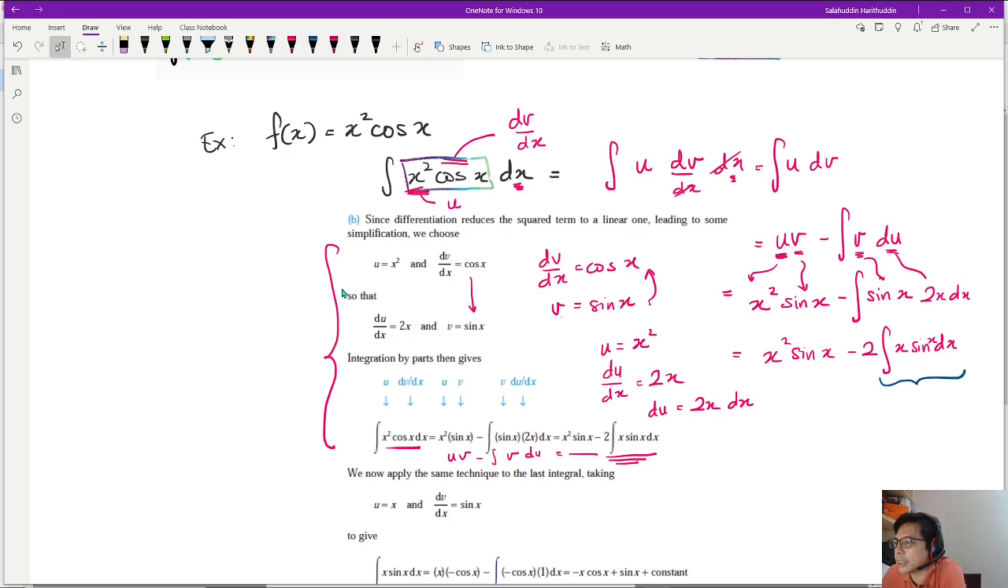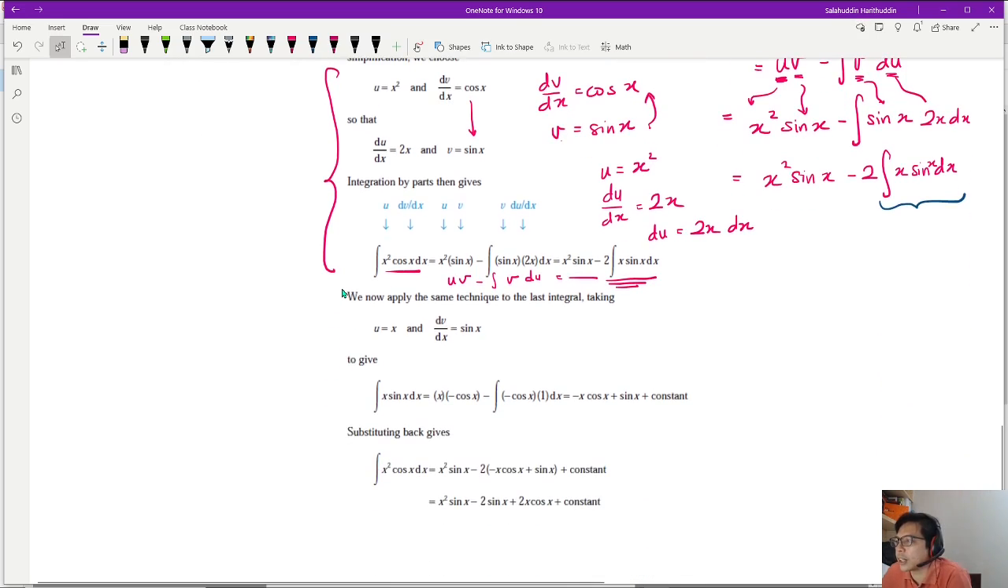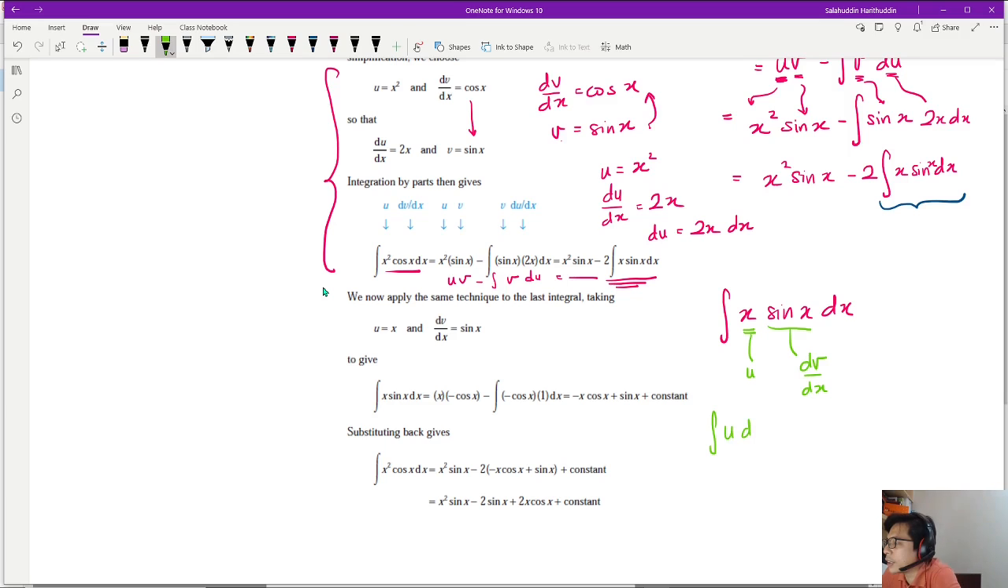So we now apply the same technique to the last integral. Now I need to do this, x sine x dx. So again, let's apply integration by parts. I'm setting this as u and this as dv/dx, and then I can use this method here. What was it again? The integral of u dv is equivalent to uv minus the integral of v du.